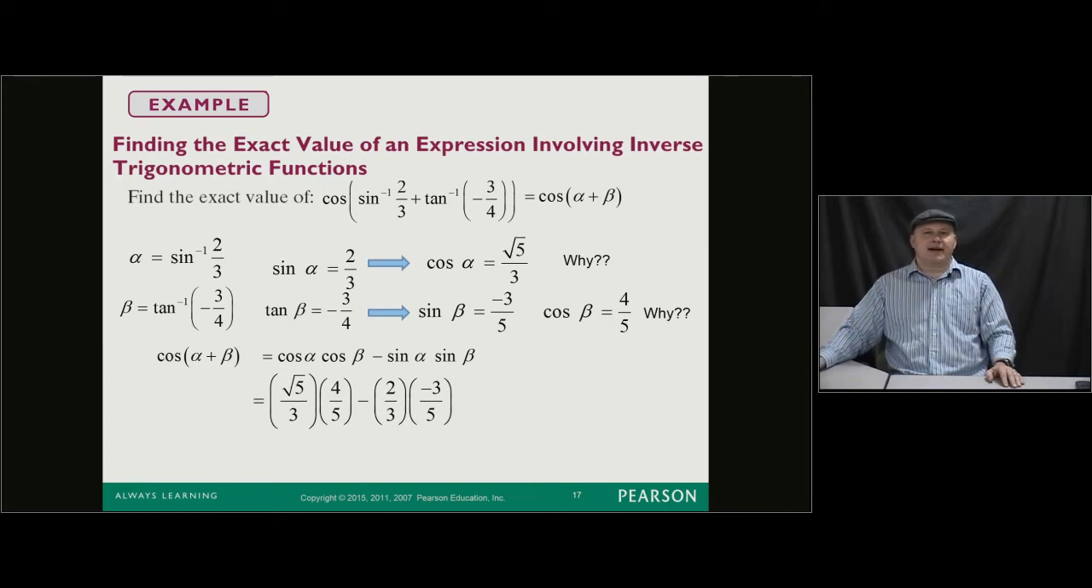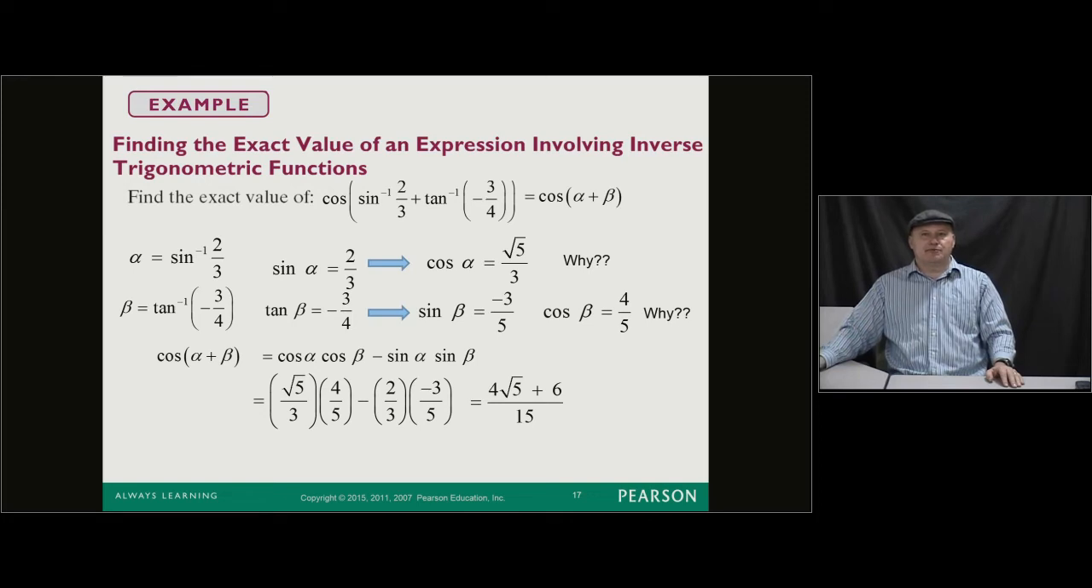And then you get square root of 5 times 4, which is 4√5 over 15, plus 6 over 15 because two negatives make a positive. So it turns out to be 4√5 plus 6, all over 15, under the same fraction. So pretty neat. You can evaluate that and get an exact value.